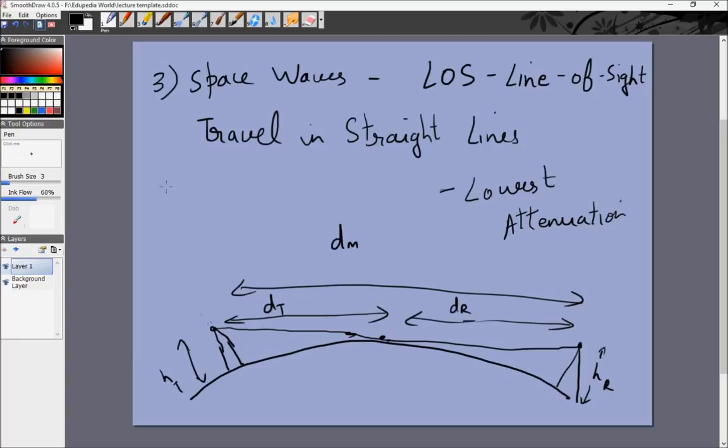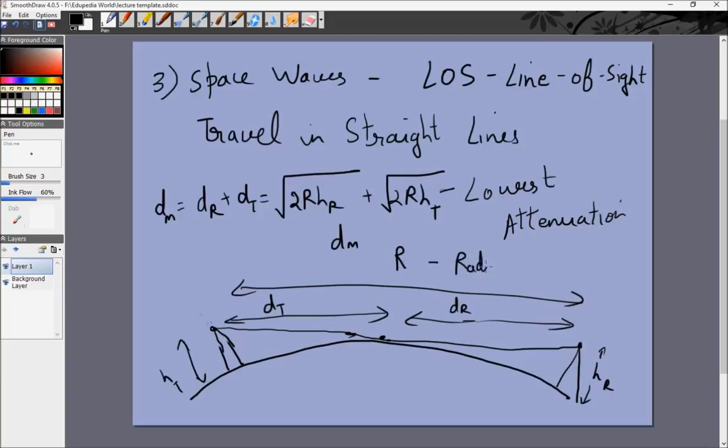Then the formula that is generally true is dm, which is the total distance dr plus dt, is equal to root of 2rhr plus root of 2rht. Basically dr is root of 2rhr, dt is root of 2rht, where r is the radius of the earth, approximately 6400 kilometers.